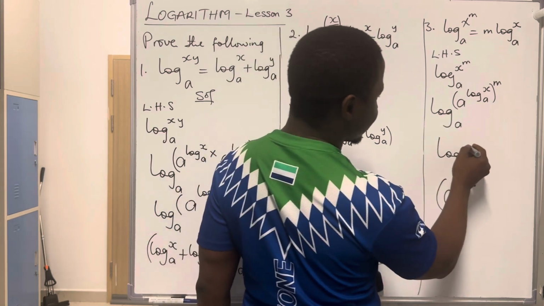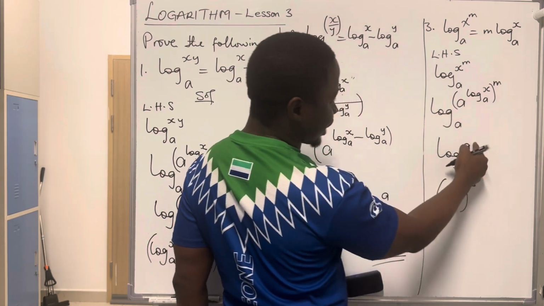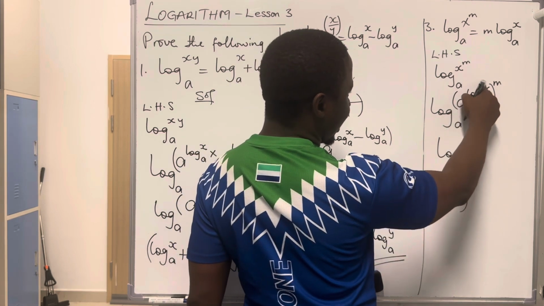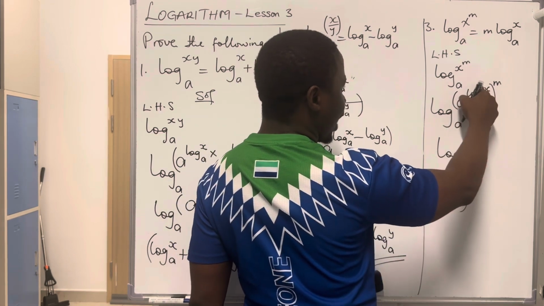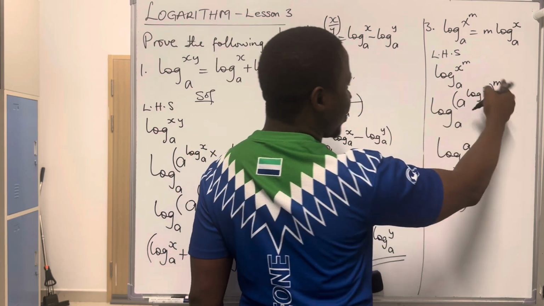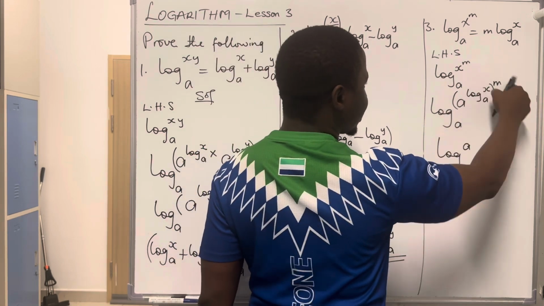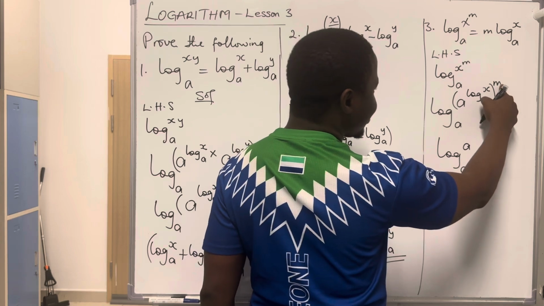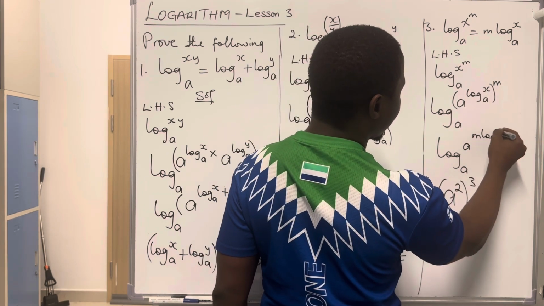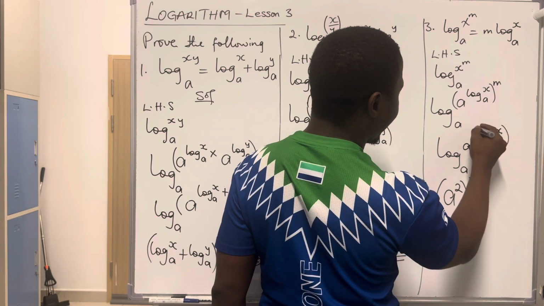So say this a is what I just wrote here. So how about log x base a and m? Log x base a is a power of a. M is a power of a. So when you have two powers, they multiply themselves. So m times log x base a is m log x base a.